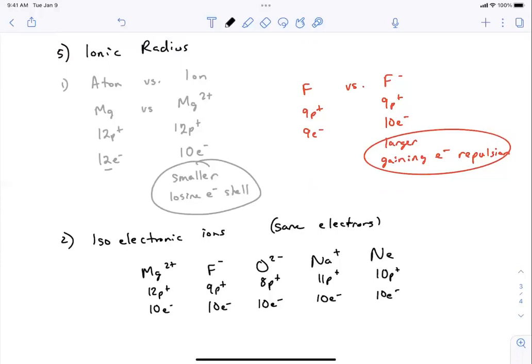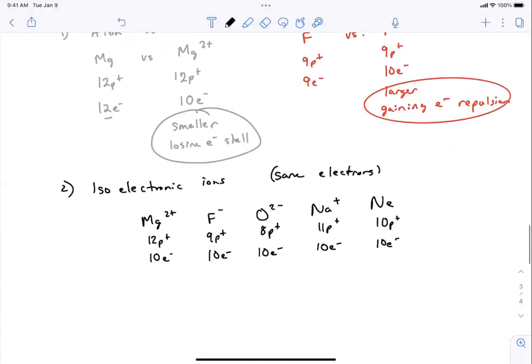Mg2+, because it has the most protons, pulling on the same number of electrons. So this one will be the smallest. And then it'll be Na+, and then it'll be Ne, and then it'll be F-, and then O2- will be the largest of these ions. Okay, so Mg2+ is smaller than Na+, which is smaller than Ne, which is smaller than F-, which is smaller than O2-.